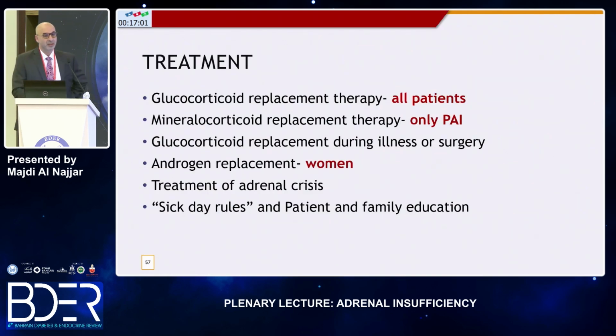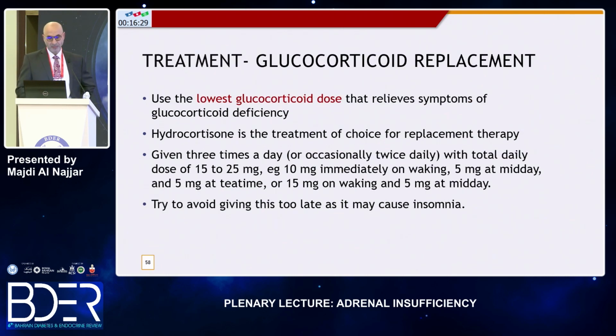So treatment: cortisol in all patients, whether primary or secondary; mineralocorticoid, fludrocortisone, only in primary adrenal insufficiency; androgens, DHEA, usually we give it in females. If they have a problem with female sexual dysfunction, complaining, we start them on 25 milligram for a few weeks, a couple of months. If no response, we can go up to 50 milligram. And then we have to make sure about replacement during stress or surgery. Sick day rules and patient education are very, very important. And treatment of adrenal crisis also is very important.